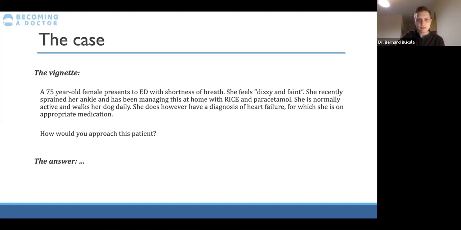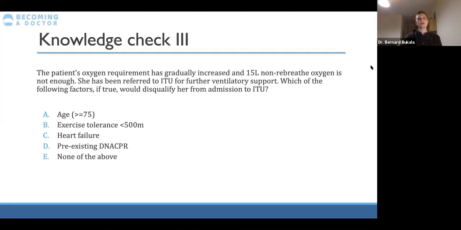Okay. So now let's do our last question for this session. So this is asking about the patient that we just talked about, so the lady with the PE. So the patient's oxygen requirement has gradually increased, and 15-liter non-rebreathe oxygen is not enough. She has been referred to ITU for further ventilatory support, but which of the following factors, if true, would disqualify her from admission to ITU? Okay.